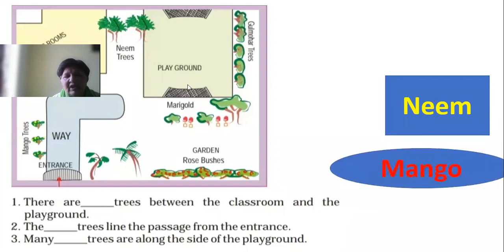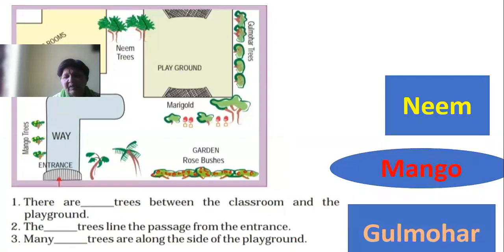And on the side of the playground here, you can see what? Many dash trees are along the side of the playground. Which trees here? They are gulmohar trees. Okay. So neem trees in between the playgrounds and the classrooms. Near the entrance, mango trees and gulmohar trees near the playground.